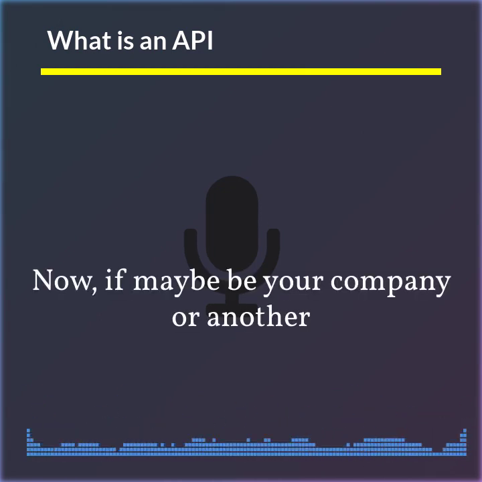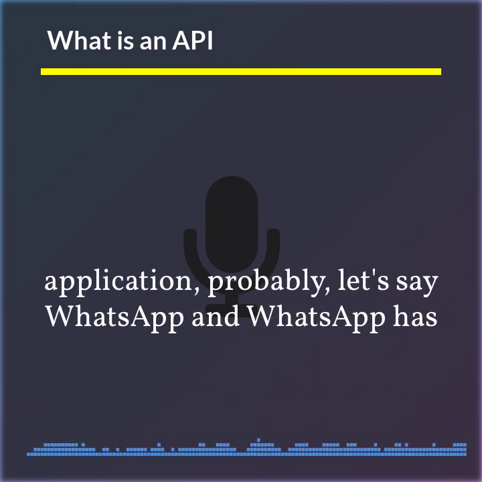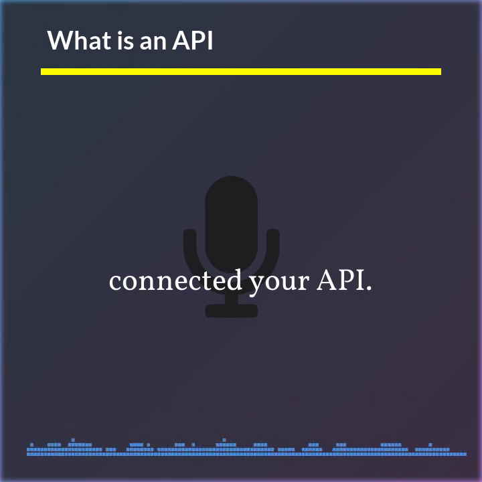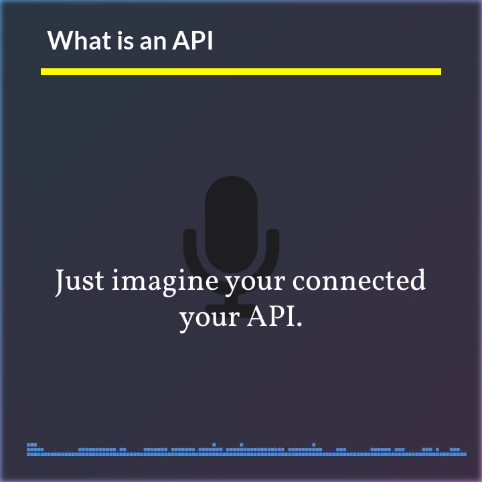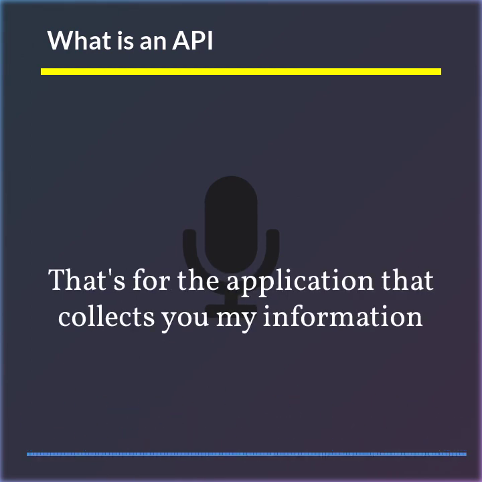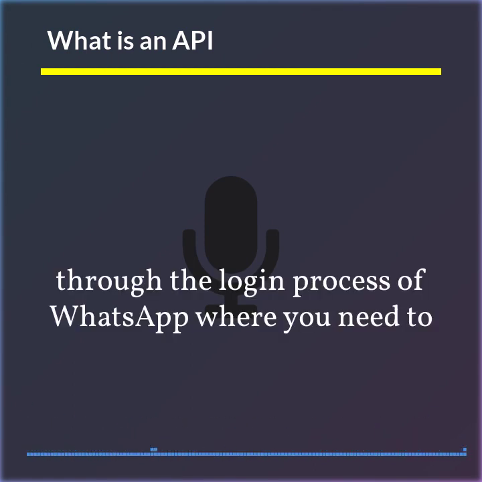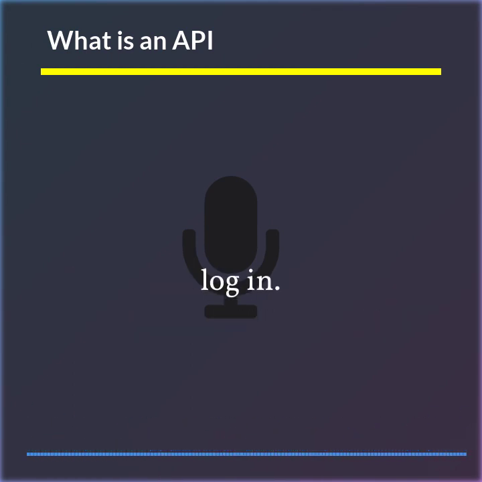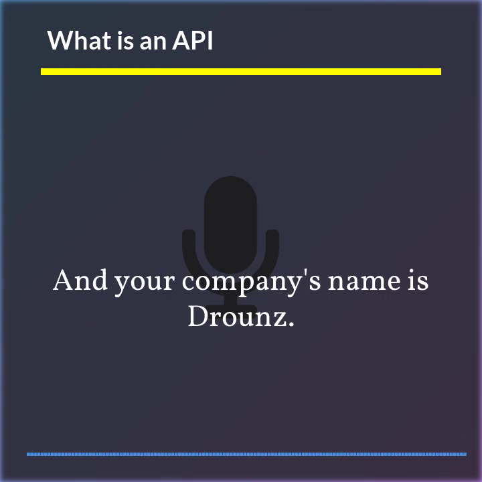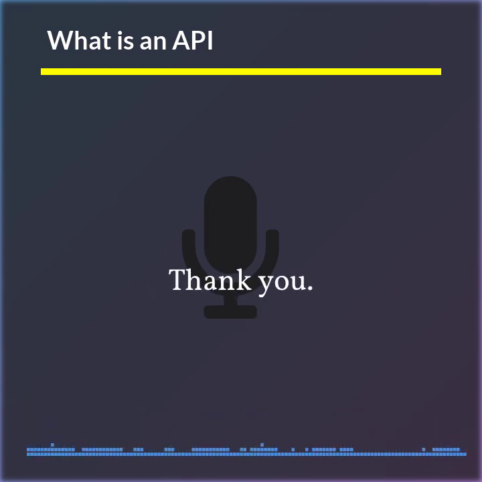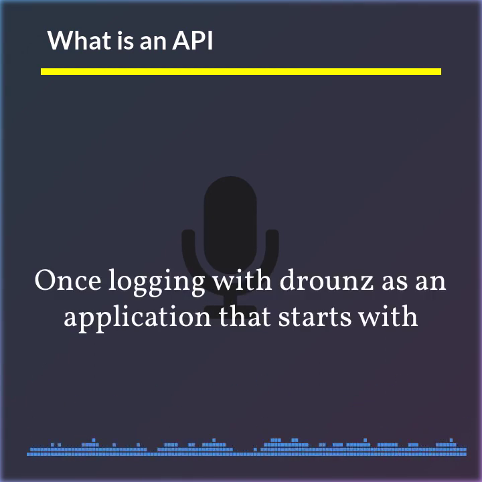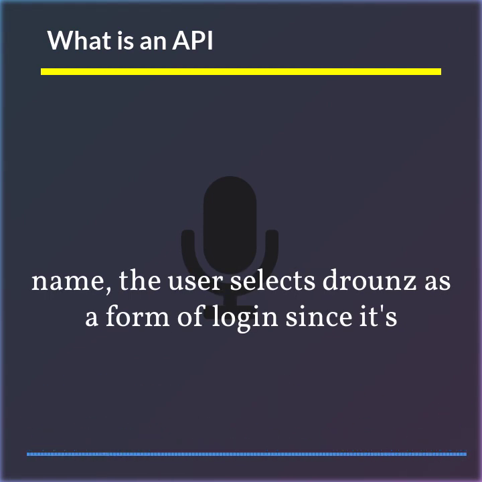Now, maybe your company has an application, and another application, let's say WhatsApp, has connected to your API. Just imagine your university connected your API, for the application that collects people's names and information, to the login process of WhatsApp, where you want to log in with your company, and your company's name is Drones. Probably you want to log in with Drones as an application that stores people's names. The user selects Drones as a form of login.